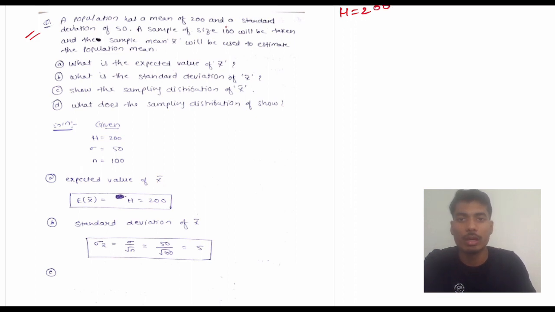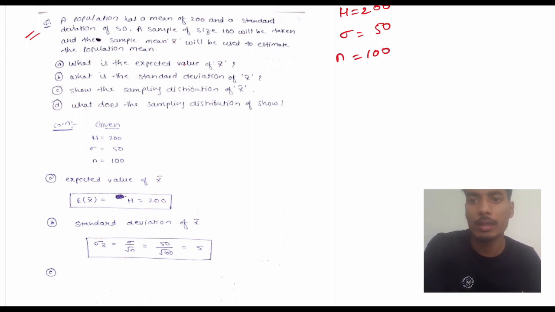200. And a standard deviation is 50. A sample size is 100. Sample size means n, n equal to 100. A sample will be taken, and the sample mean x bar will be used to estimate the population mean.